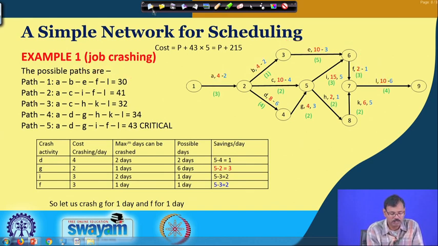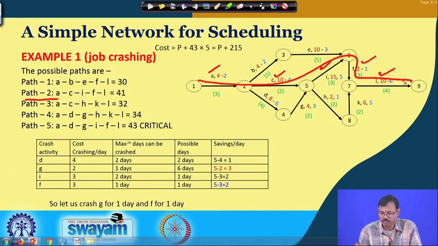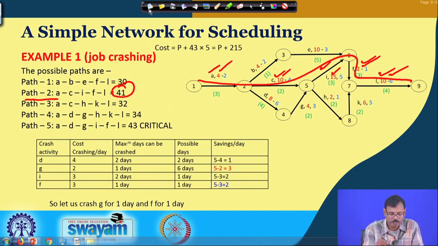And if you are considering path 2, which comprises A, C, I, F and L, that means this is the path, and if you are calculating the total path length, 4 plus 10 is 14, 14 plus 15 is 29, 29 plus 2 is 31, 31 plus 10 is 41 is the path length, and this is marked like this.